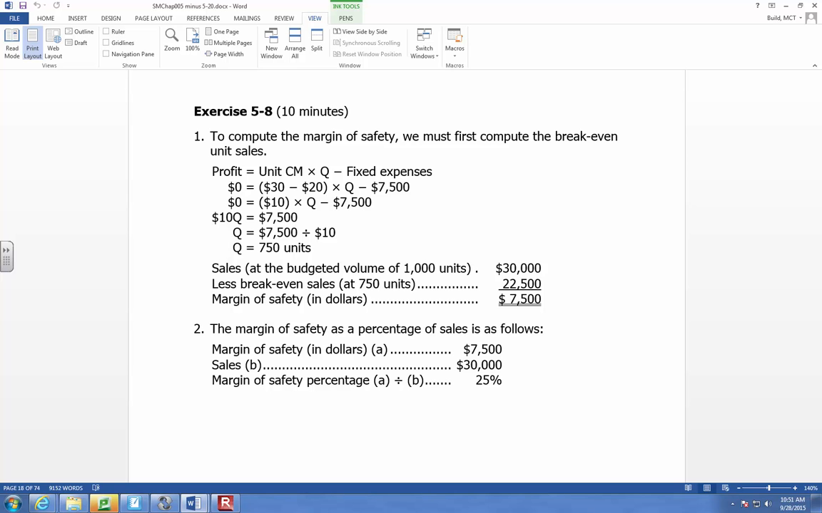1,000. How many units can you drop before you're in trouble? 250. How do you translate that to dollars? Multiply by selling price. How do you get that to a percentage? Divided by what? Your actual sales. How much can my sales fall divided by what I'm actually doing. That tells me, oh, what's my percentage of leeway? 25%. This should be starting to kind of gel.